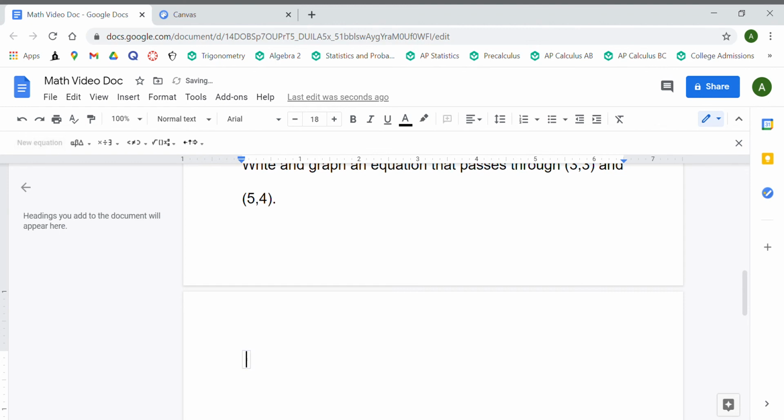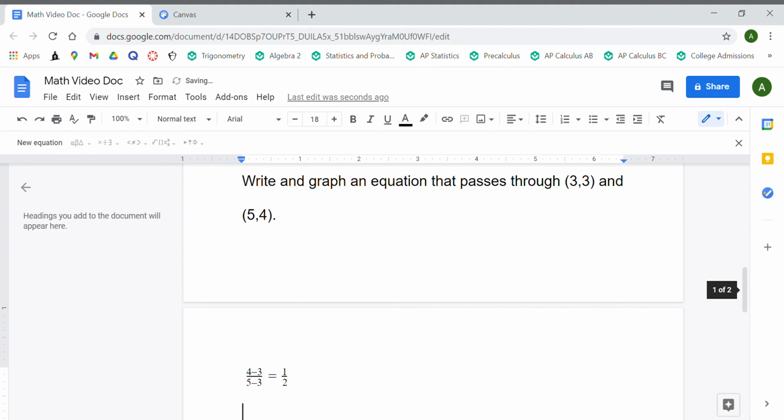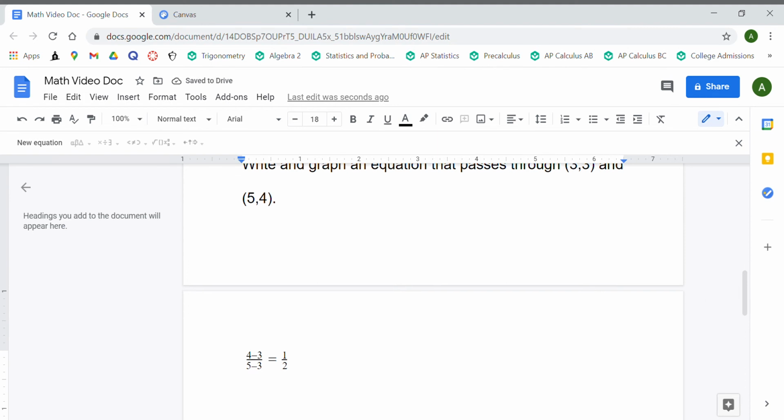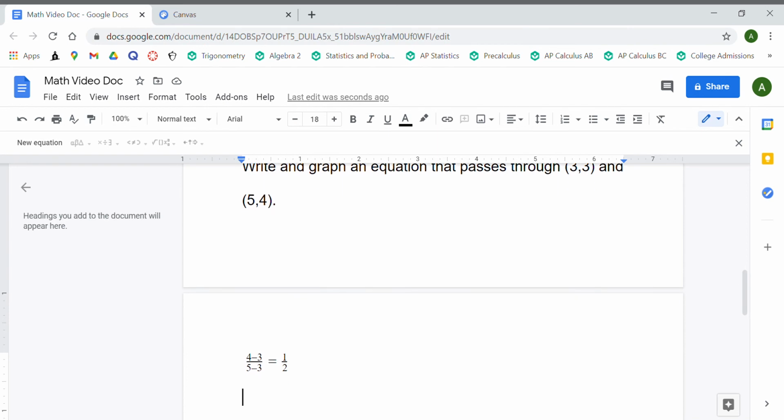Alright, so we're going to use the slope formula again. I'm going to use the second coordinates first and then the first. So 4 minus 3. It's not 3 minus 5, it's 5 minus 3. That can be simplified to 1/2. Not 1/12, 1/2. Alright, okay, apparently it's not my night for making videos. Anyways, we got our slope, 1/2.